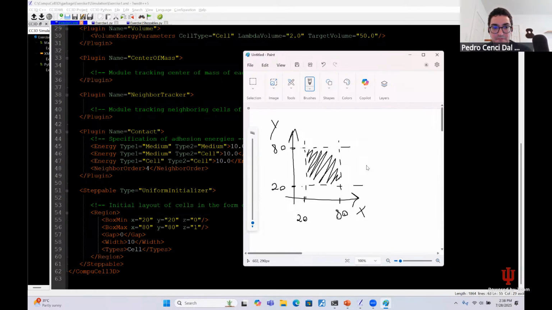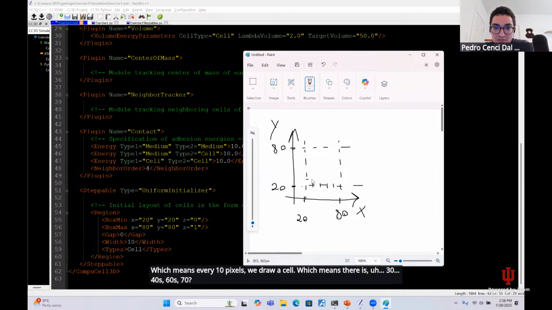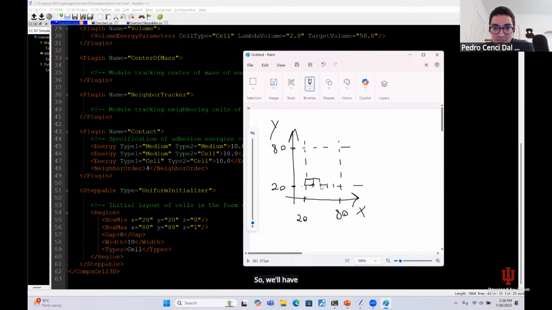Okay? Now we set a width of 10, which means every 10 pixels we draw a cell, which means there is 30, 40, 60, 70. So we'll have cells like this, so on and so forth, until everything is filled. Is that clear?